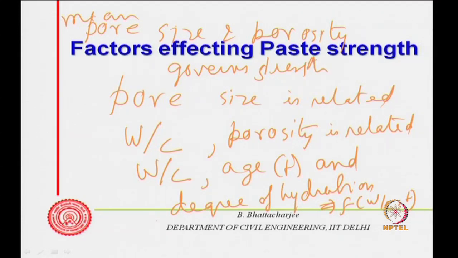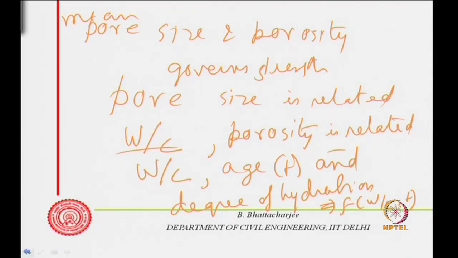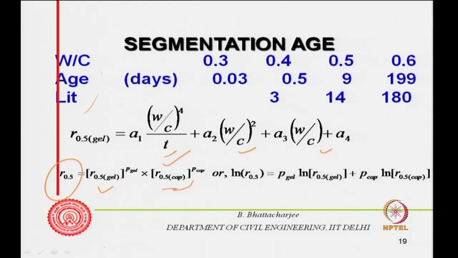Hence, strength is governed by water cement ratio and age. Let me put it in words now. What we have seen is that R 0.5 is a function of gel porosity, and it is a function of water to cement ratio and age. Similarly, R 0.5 capillary is also a function of water to cement ratio and age, and we know the porosity itself is a function of water cement ratio.